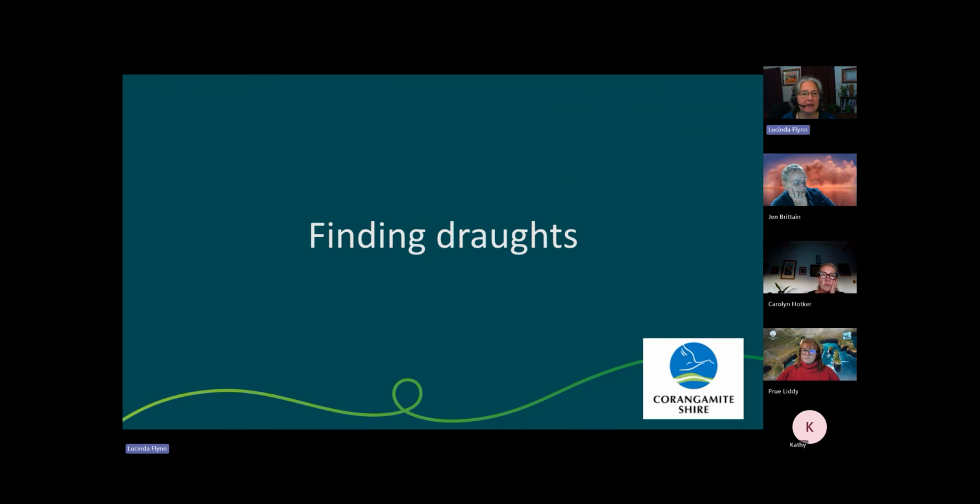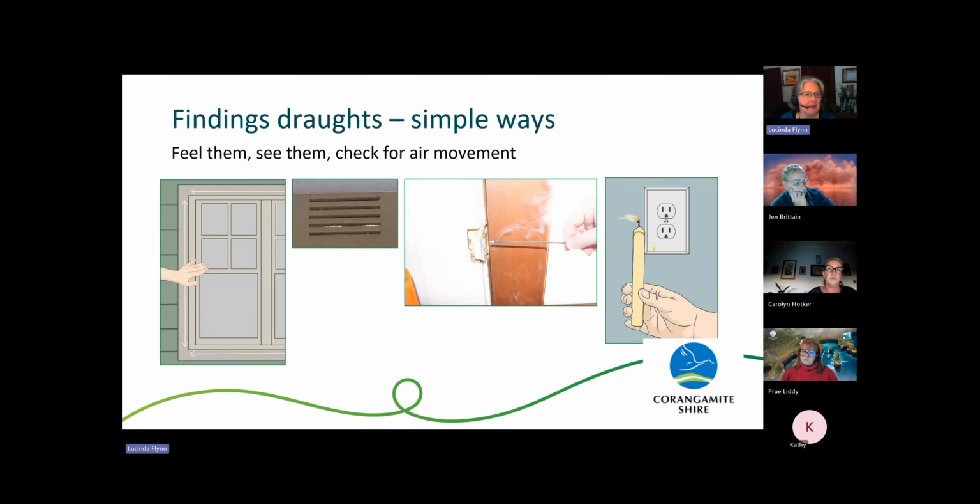Let's talk a little bit about finding drafts. To me, the simplest ways are often the best, and that's just by physically feeling them, seeing them, or using an incense stick or a candle, and especially on a cold, windy day, just walk around and see where the smoke's going. That's also useful for chimneys. If it's a windy day and you go in front of a chimney with an incense stick, you'll see that it's drawing that smoke up.